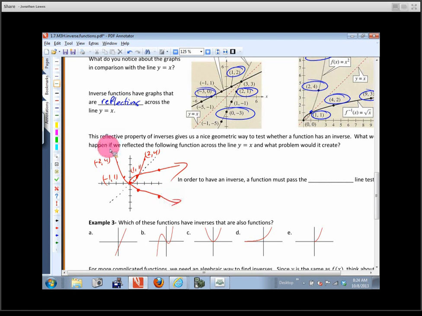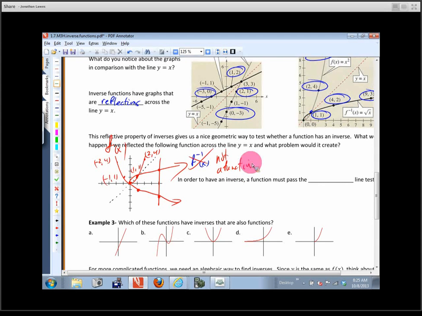If this is the function, is there any problem with saying that that's the inverse of the function? What's that? Okay, the inverse of this is not a function, because it doesn't pass the vertical line test. So this wouldn't work. This is not a function.